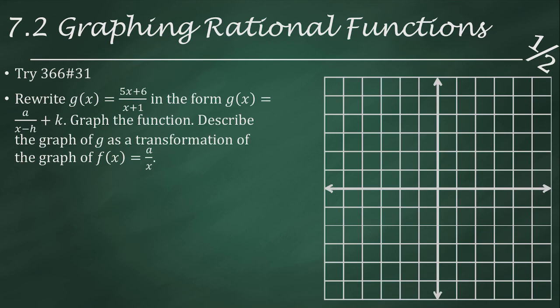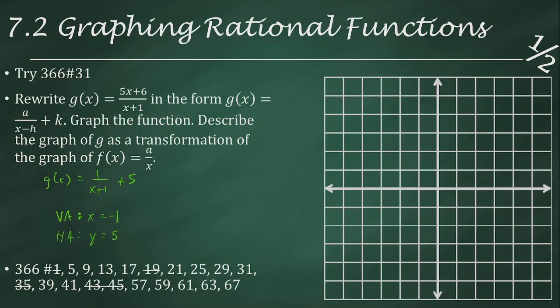All right, why don't you try number 31? Pause while you do it. G of x will turn out to be 1 over x plus 1, plus 5 if you use synthetic division, which means you have a vertical asymptote at x equals -1 and a horizontal asymptote at y equals 5.